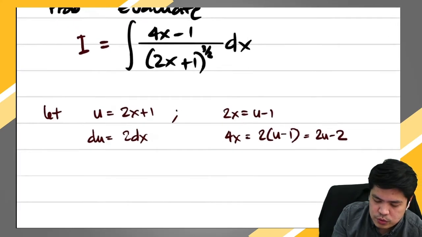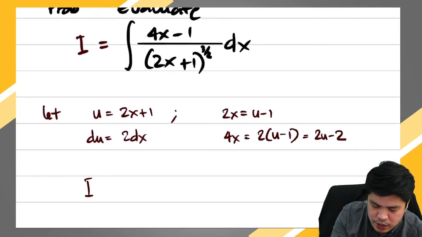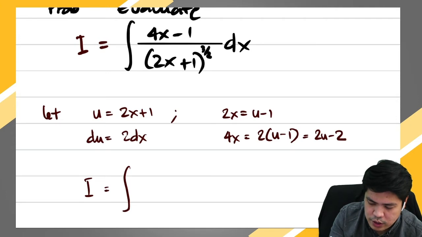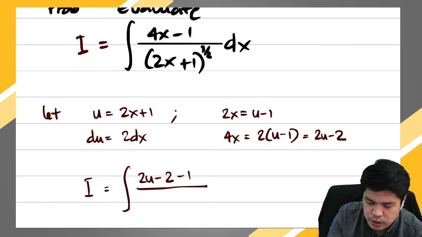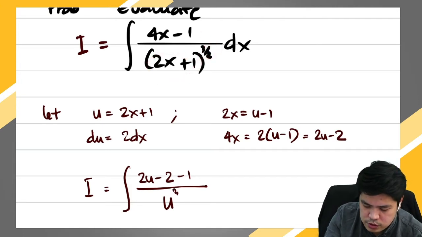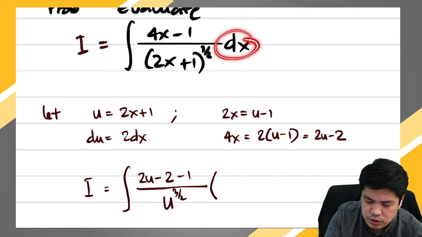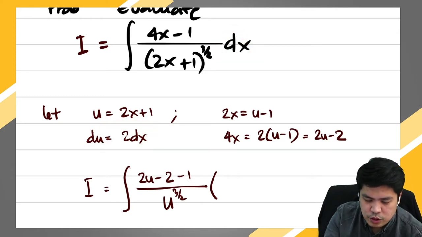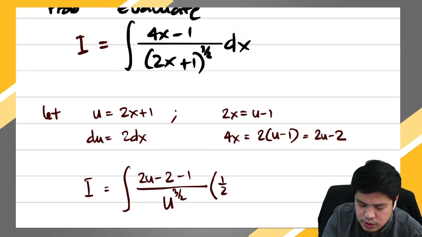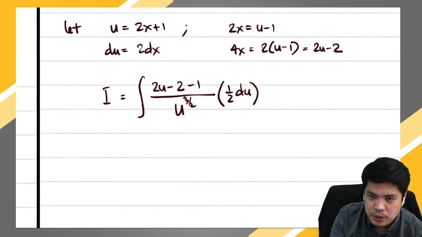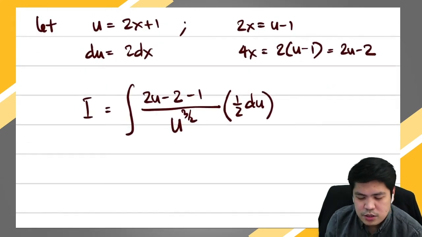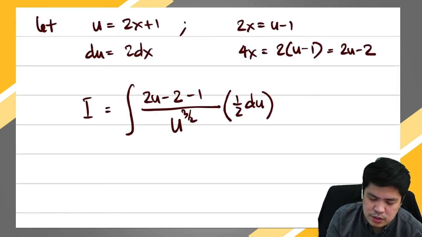So, if we substitute, then I is equal to the integral of 4x, which is 2u minus 2, then minus 1, over u raised to 3 halves, then dx. This is just one way; there are many ways to kill the cat. What is our dx? dx is half of du. These are the techniques I noticed you are already using. So now we can simplify again.